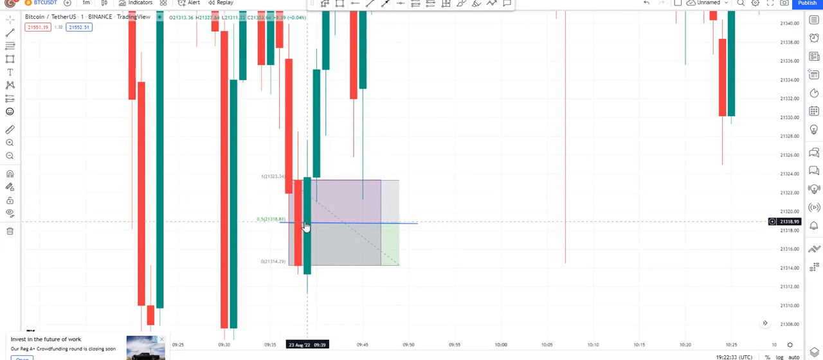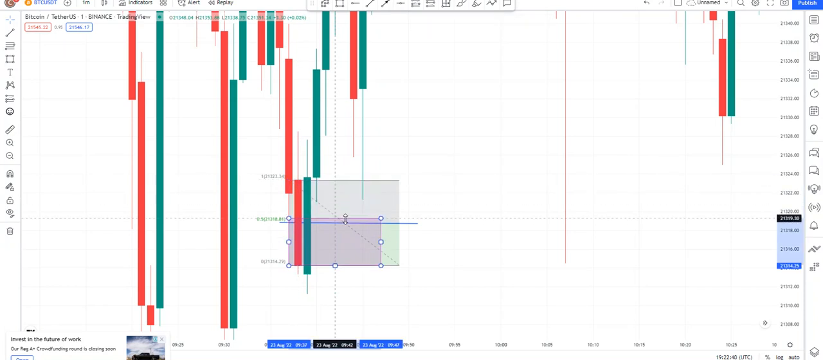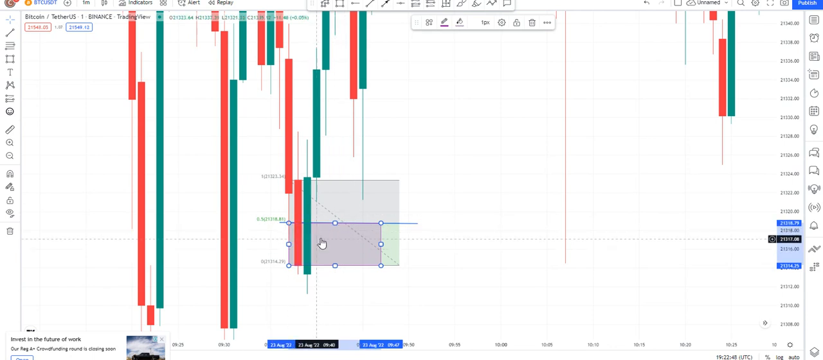Some traders, instead of using the whole order block, use only the mean threshold. If it goes down there, that's when they enter the trade. But I think that's a little bit overkill and excessive. You're going to miss a lot of trades if you do this.